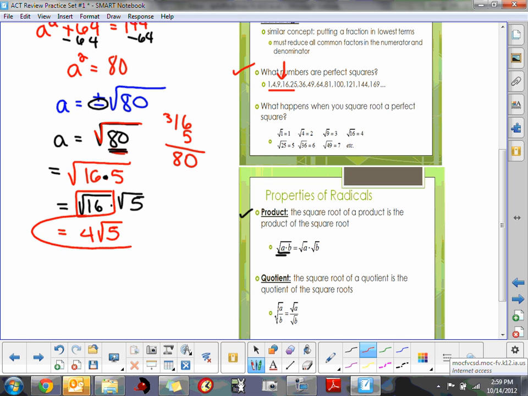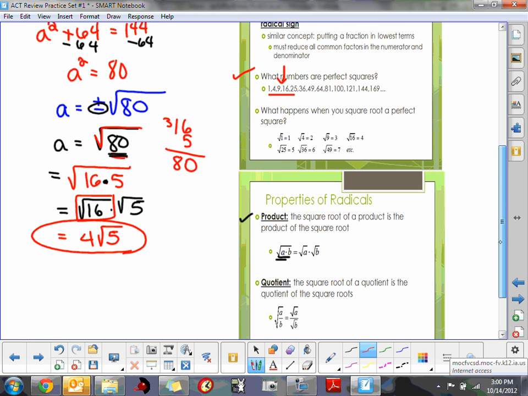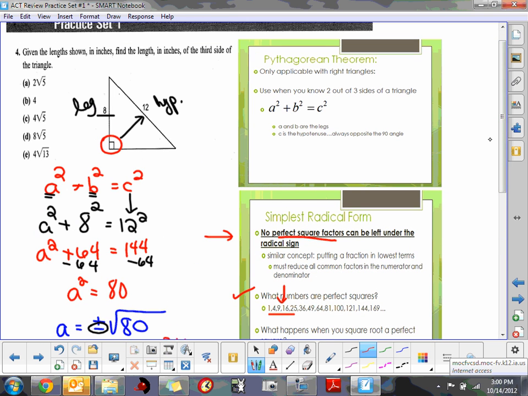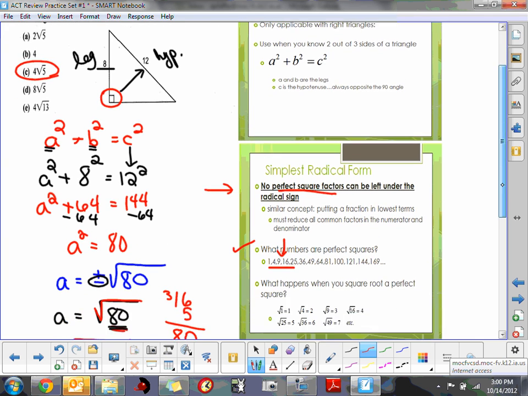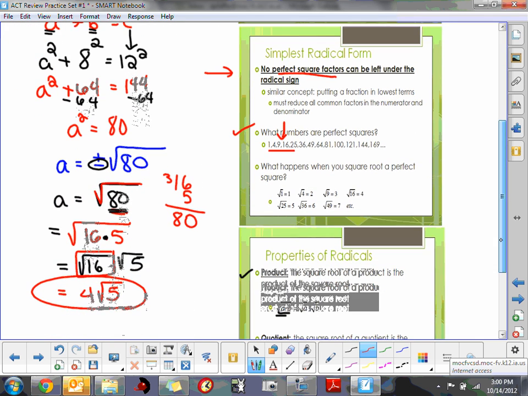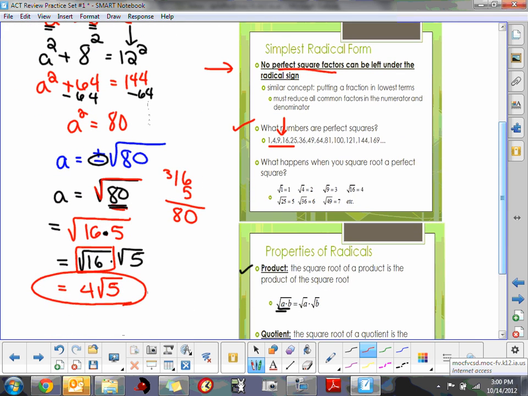So I've put this answer in simplest radical form, so I should be able to find that number back up in here, which is 4 times the square root of 5. So we're applying the Pythagorean theorem, but in the same problem, they're able to assess our ability to put things in simplest radical form. As I said, just to reemphasize, you cannot leave perfect squares underneath the radical. If you have any perfect squares under the radical, it's not in lowest terms.